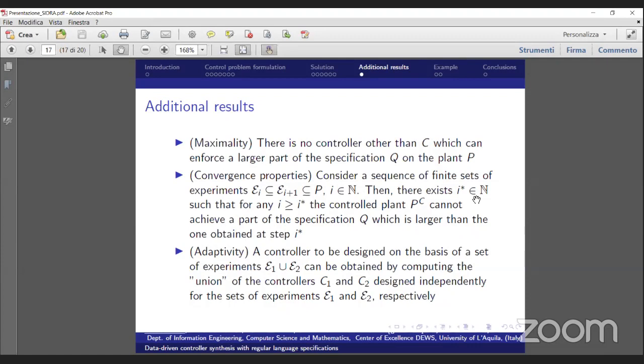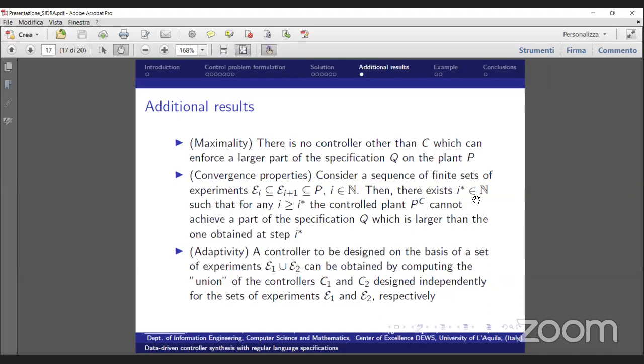So very, very briefly, we have given some results concerning the maximality of the controller, saying that our controller enforces the largest part of the specification which can be enforced. Then we have also provided the convergence result and also a result concerning the adaptivity of the controller when the set of experiments changes.